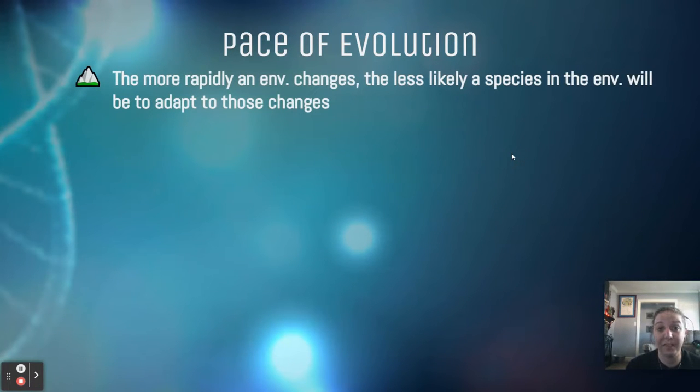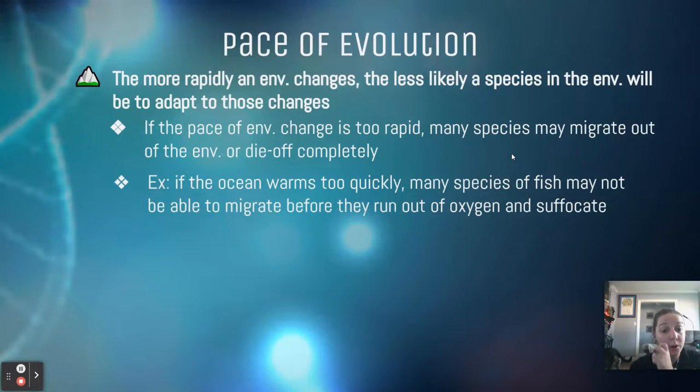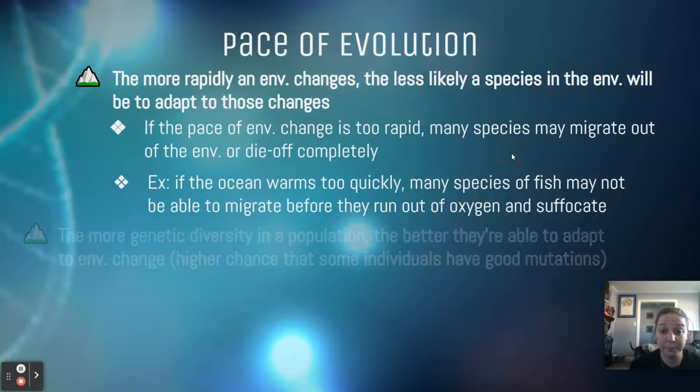And then the pace of evolution is also an important thing to talk about. So, as an ecosystem or habitat changes very quickly, the less likely a species is going to be able to adapt to those changes. So, that's going to force them to either migrate out of the environment or they're just going to completely die. So if the ocean warms up too quickly, these species of fish aren't going to be able to migrate to cooler waters, and because warm water holds less oxygen, they're going to end up suffocating.